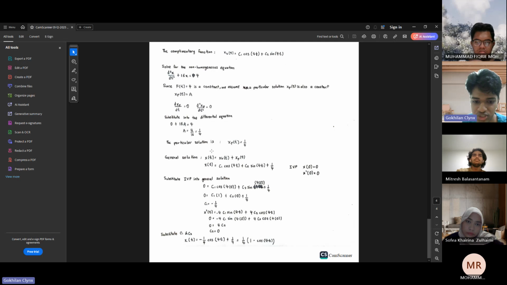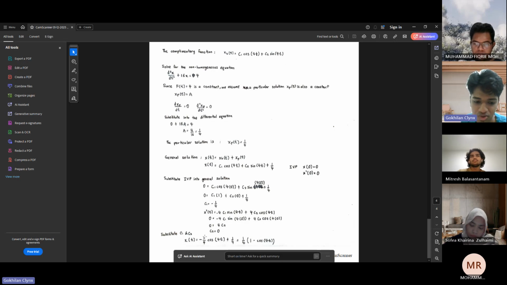And now we combine the general solution. We combine both of them, we get this. And we apply the initial value problem where x at time equals 0 is 0 and x prime at time equals 0 is 0. We substitute back into the general solution. So for C1 we get negative 1 over 4. Now we have to differentiate x to use the second initial value. We get C2 equals 0, and then we substitute, we get negative 1 over 4 cos 4t plus 1 over 4, or we can simplify in this form.